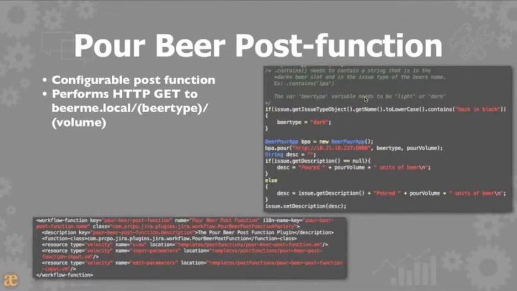So we did that with a post function. That way, when you click on a button within JIRA and all of the conditions and validators are met, and you finally get to the end of the transition, then this post function is going to fire, and that's going to cause the beer to actually pour.